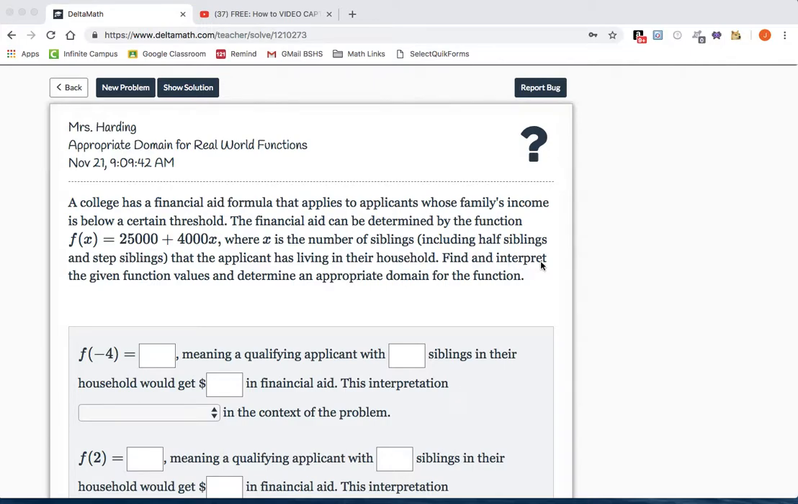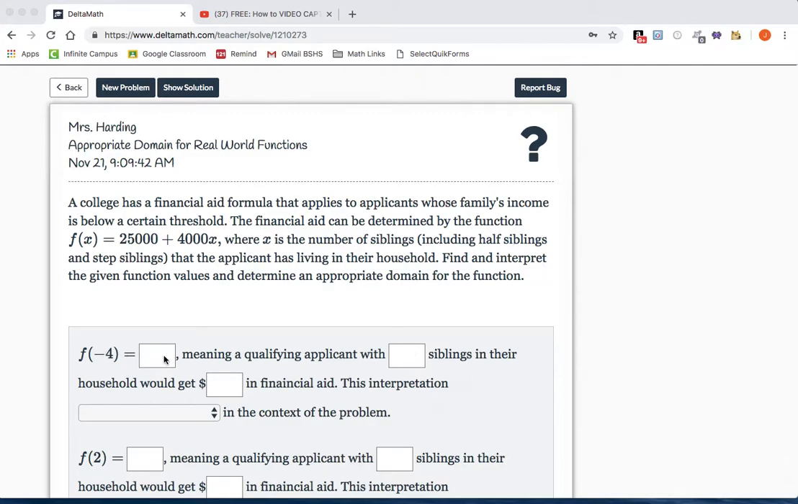Some of you have been having problems with the appropriate domain for real world functions questions, so I'm just going to go through one with you. A college has a financial aid formula that applies to applicants whose family's income is below a certain threshold. The financial aid can be determined by the function f of x equals 25,000 plus 4,000x, where x is the number of siblings that the applicant has living in their household. Find and interpret the given function values and determine the appropriate domain for the function.